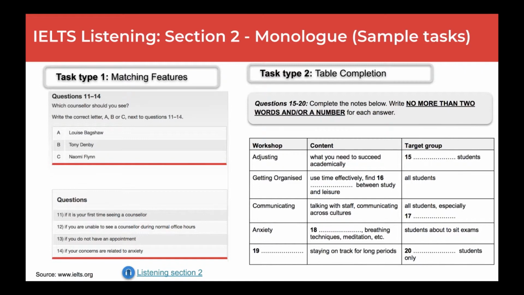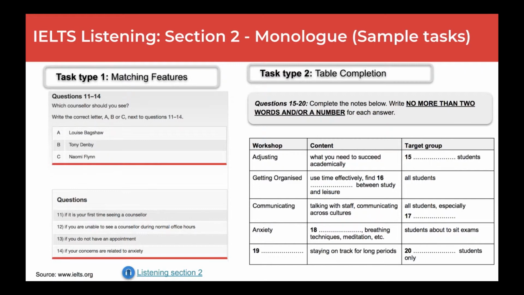And again, here you see an example of section 2, a monologue. So the first task type is matching features, where you have to match counselors to conditions when you would want to see them. You will have some time to review this and then focus your listening. And the second type of question for this section is table completion. And again, you have to be able to read the table so that you know what the listening will be about and what information to look for. All of these aspects we will discuss in a separate video.